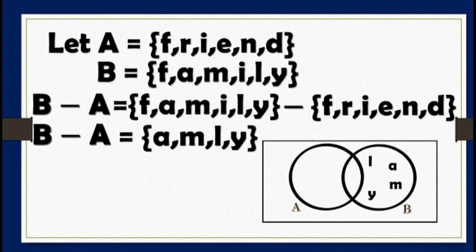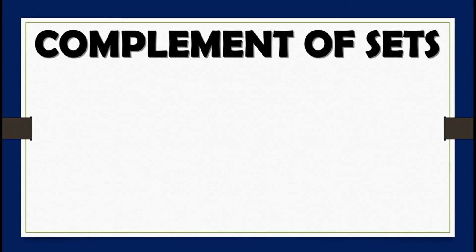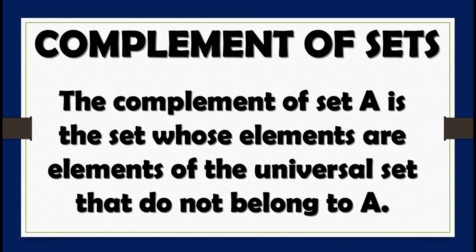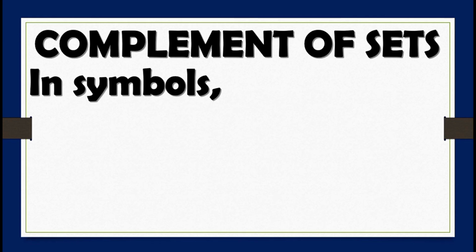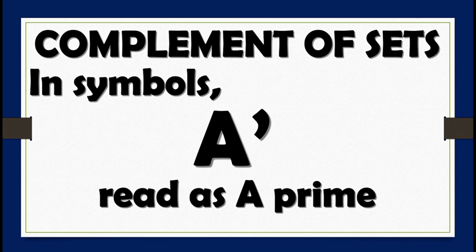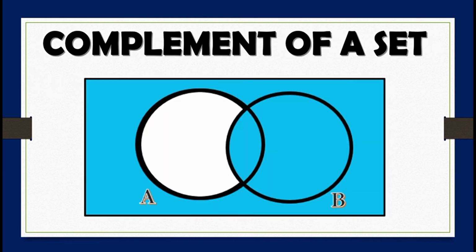Let's discuss also complement of sets. The complement of set A is the set whose elements are elements of the universal set that do not belong to A. In symbols, this is how to write a complement, and it is read as A prime. And this would be the Venn diagram for complement of a set.